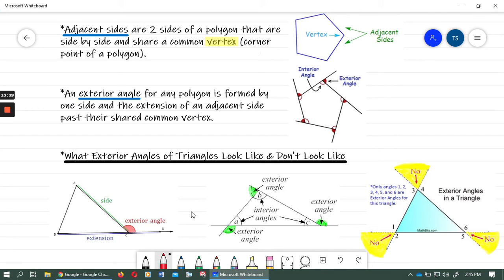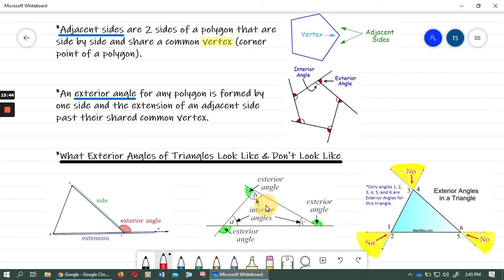And so in this second triangle that you see right here, the one in the middle, they're showing all three exterior angles for this triangle. Guys, you can see those highlighted in green there. Those three exterior angles highlighted in green are exterior angles for this triangle.